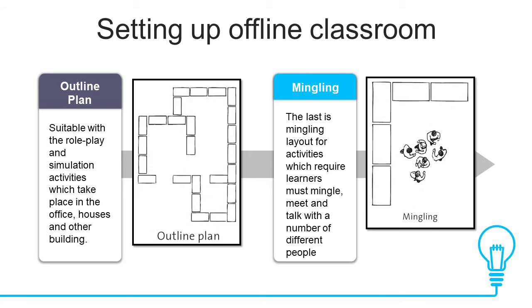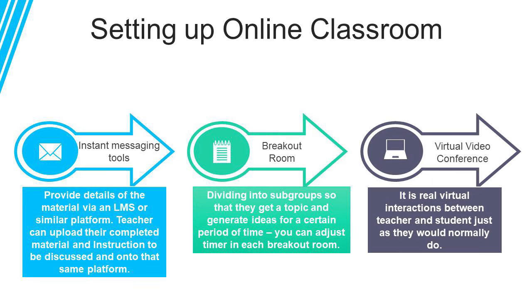The last is mingling layout for activities which require learners to mingle, meet, and talk with a number of different people. Clear the desks or tables to one side of the room to create a party space. Set up the online classroom for specific activities. The first, instant messaging tools or chat. Provide details of the material via an LMS or similar platform.